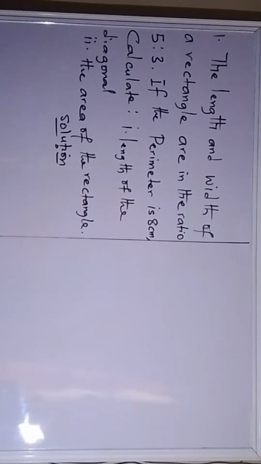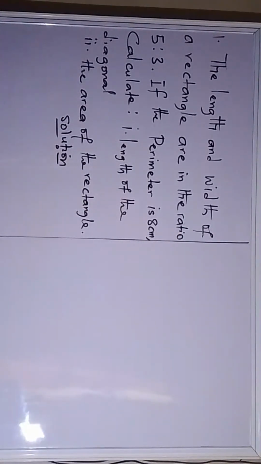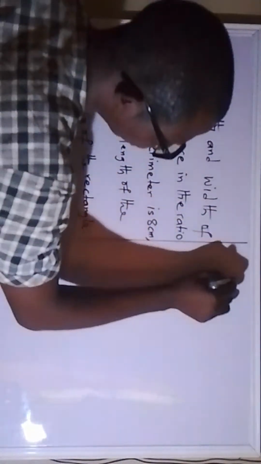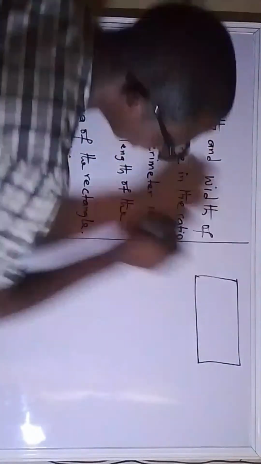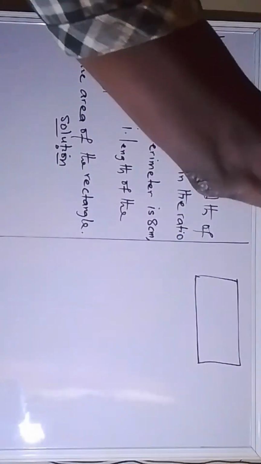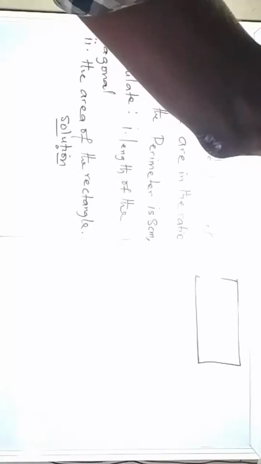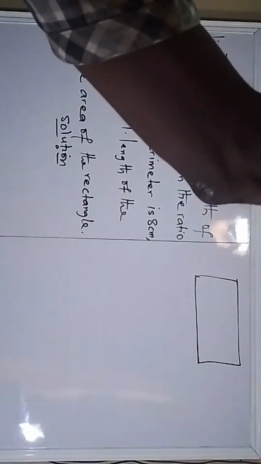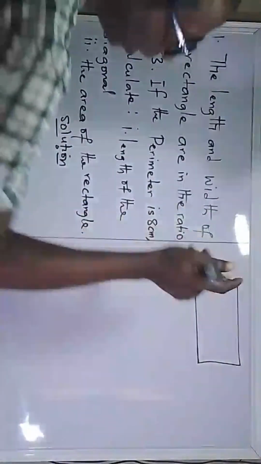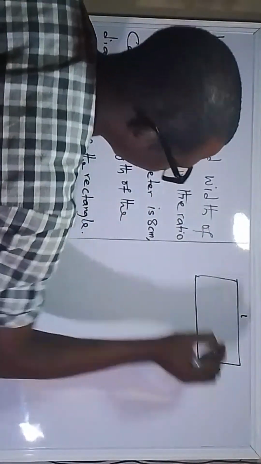The length and width of a rectangle are in the ratio 5 to 3. If the perimeter is 8 centimeter, calculate 1, the length of the diagonal, and 2, the area of the rectangle. And now, you should understand the fact that the question is talking about a rectangle. We have the length here and the breadth here.